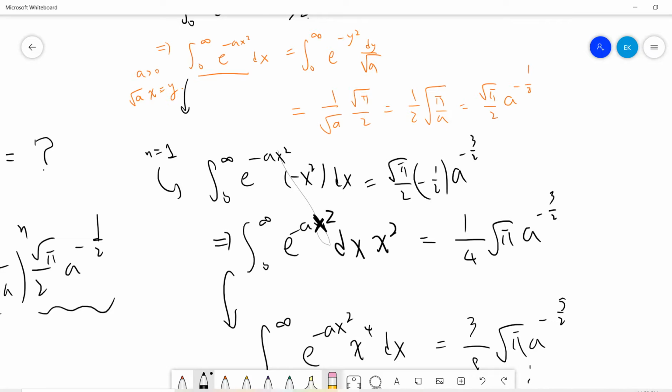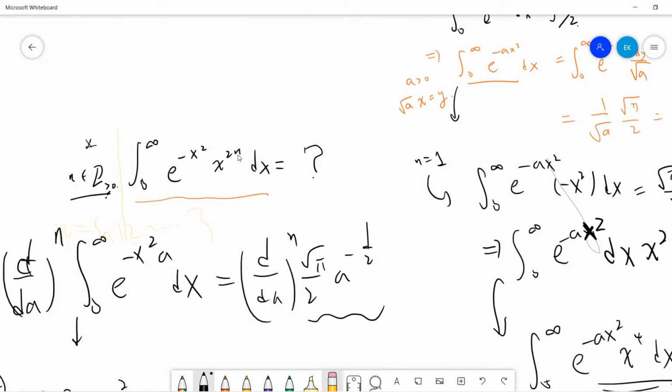So if we differentiate with respect to a once, then we get this. With respect to a, we get negative x squared, and we get a negative half here, and then this becomes negative 3 over 2. After dropping the minus sign, we get this. So you see, if I let a equal to 1, then you get square root of pi divided by 4, which is a special case of n equals 1.